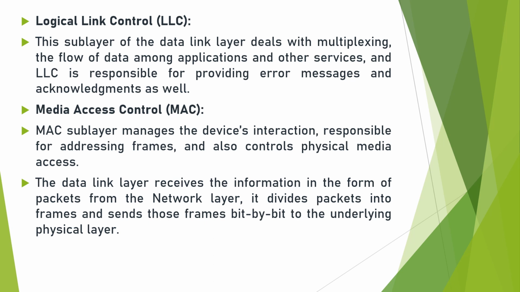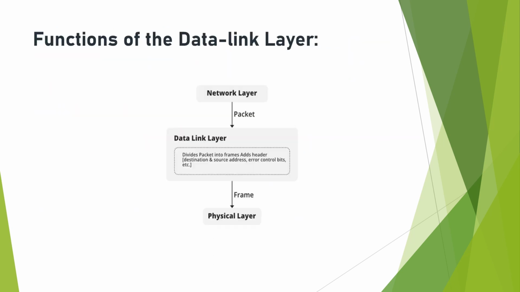The data link layer receives the information in the form of packets from the network layer. It divides packets into frames and sends those frames bit by bit to the underlying physical layer. Functions of the data link layer can be seen over here.